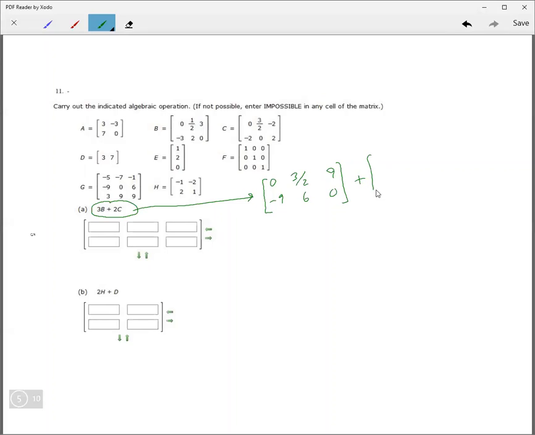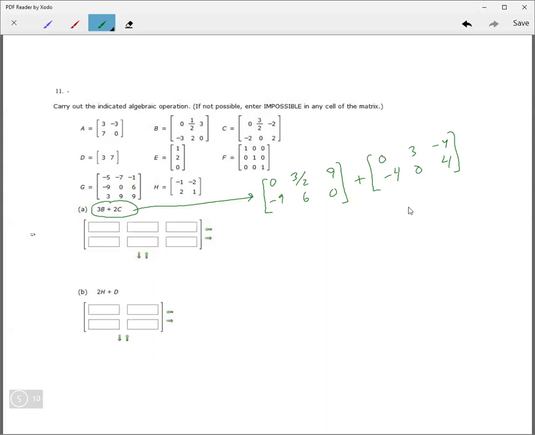And then now 2 times c. 0, that times 2 is going to be 3. 2 times -2 is -4. And then 2 times -2, that's -4. 2 times 0 is 0, and 2 times 2 is +4.